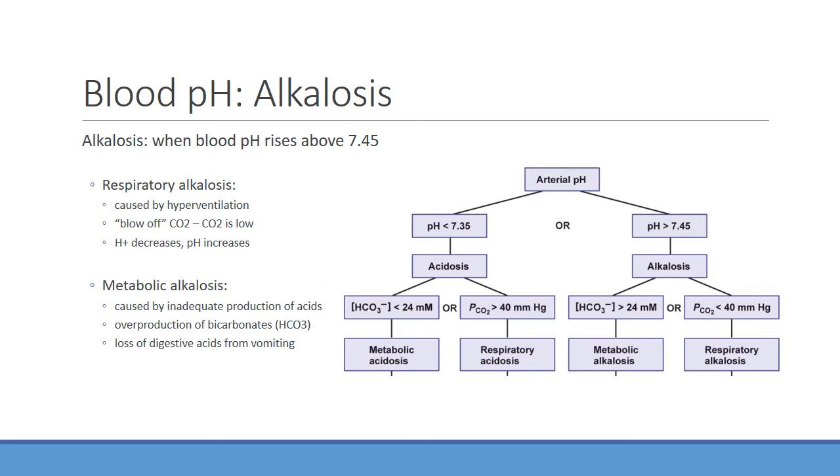So the patient is blowing off too much CO2. When the CO2 is low, obviously the hydrogen ion concentration decreases, and that pH is going to increase as a consequence of that. Again, by looking at the BMP and the ABG, we can determine, okay, is this going to be more metabolic, or is this going to be more respiratory in nature?